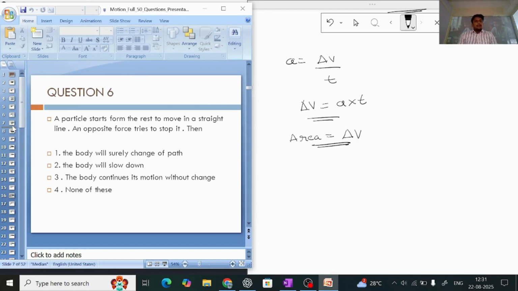So next question. A particle starts from rest to move in a straight line when an opposite force tries to stop it. Then what will be its condition? Let's take an example, like if we throw a ball to a wall, then the ball bounces back and comes to us. But the ball will not take the same path which we had thrown. It may change its direction or it may change its path. By this, we can give the answer that the body is going to change its path when an opposite force tries to stop it when it's moving in a straight line.